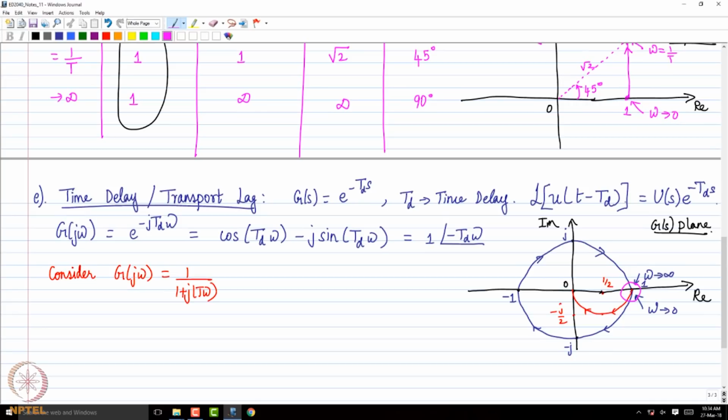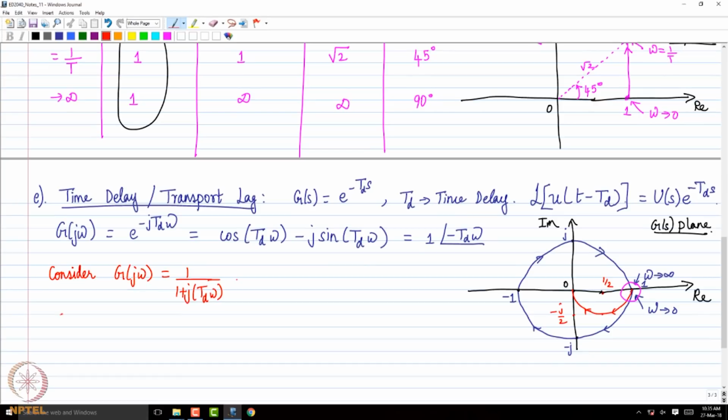Of course, if I want to be very careful, I should say 1 plus j td omega. Oops, sorry, this should be td, because td is the time delay. So that's what I am doing. I make capital T equals td. So at low frequencies, I am going to have this thing to be true.